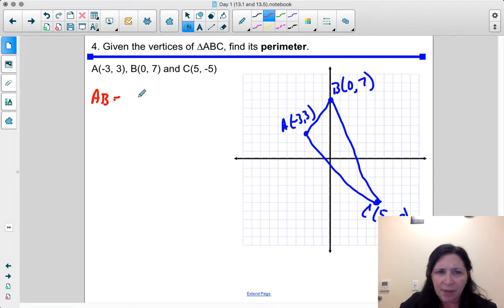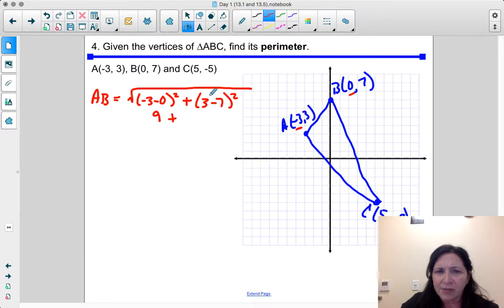All right, so in order to find the distance between, let's say, AB, we're going to find the length of AB, then what we're going to do is subtract our x's. So I'm going to go negative 3 minus 0, quantity squared, plus 3 minus 7, quantity squared. So that's negative 3 quantity squared, which is 9, plus 3 minus 7, which is negative 4. Negative 4 squared is 16. 9 plus 16 is square root of 25, which is going to be equal to 5. So this distance right here is 5.